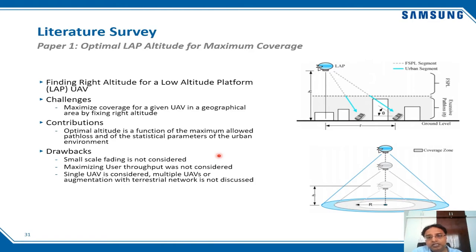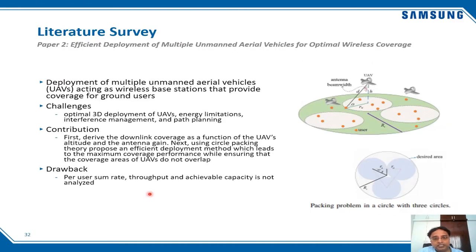Multiple UAVs will bring in another challenge, and that is discussed in the next paper. In the extension of the previous work, there's a deployment of multiple UAVs for optimal wireless coverage. They analyzed in a very similar fashion, and the downlink coverage was given as a function of UAV altitude. An important aspect is that a circle packing algorithm was used to come up with how many UAVs will give the optimal coverage and at what height for each of them.